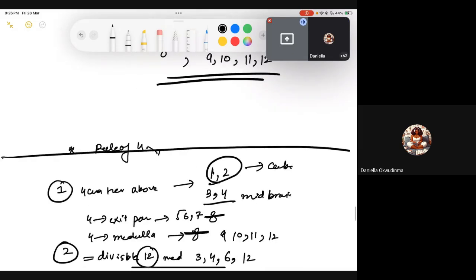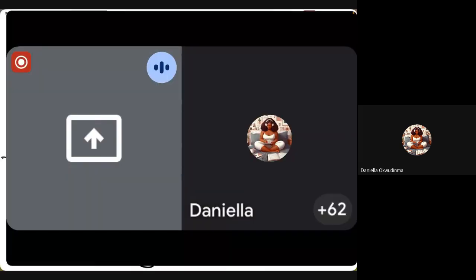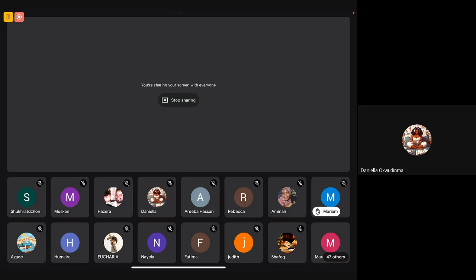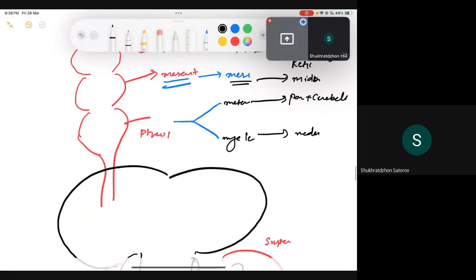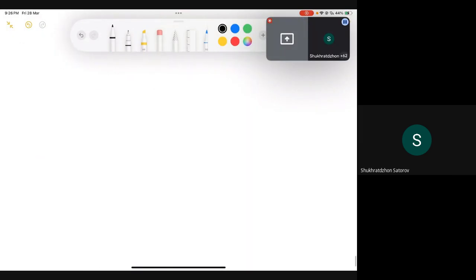For cranial nerve 3, who is going to tell us the entire details? Please raise your hands, those who want to participate. Dr. Satrov, can you please tell us about cranial nerve 3? It's the oculomotor nerve. Oculomotor nerve, perfect. It controls eye moving and pupil size.